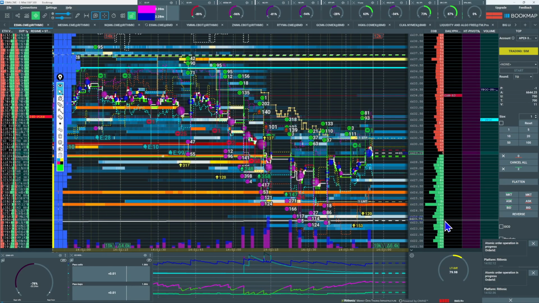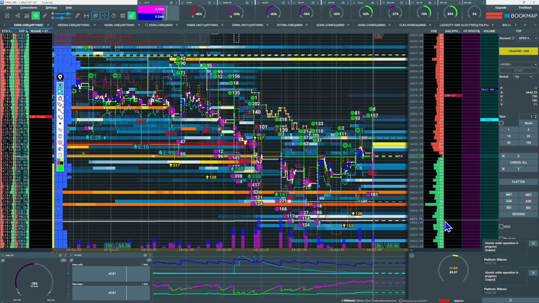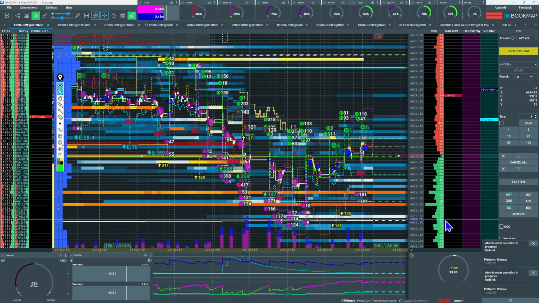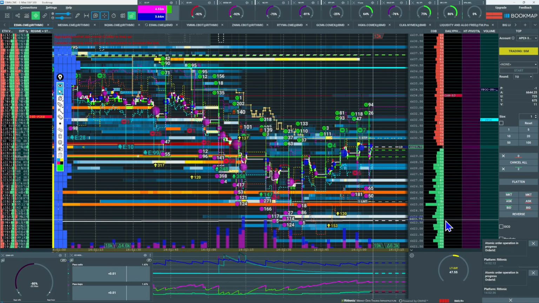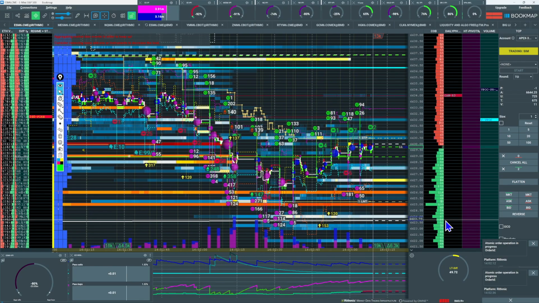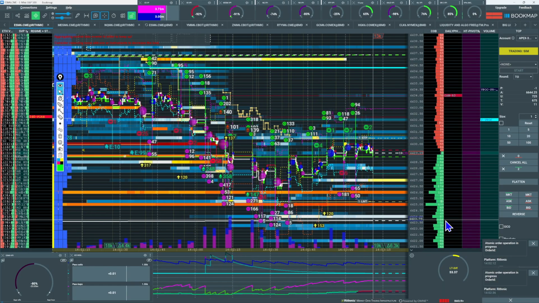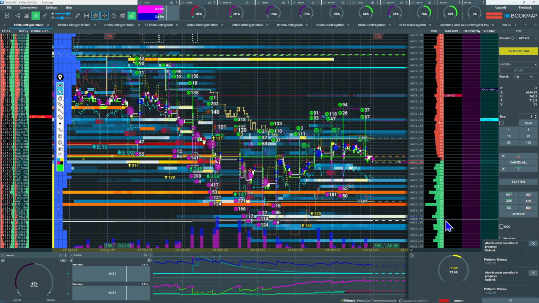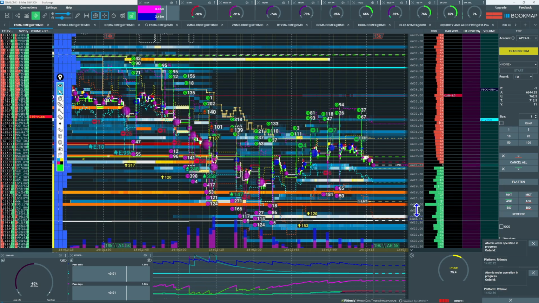ES buyer sweeping book. MES seller sweeping book. ES seller sweeping book. MES buyer sweeping book. Absorption. MES buyers absorbing order flow. All right, so trailing stop didn't get hit.